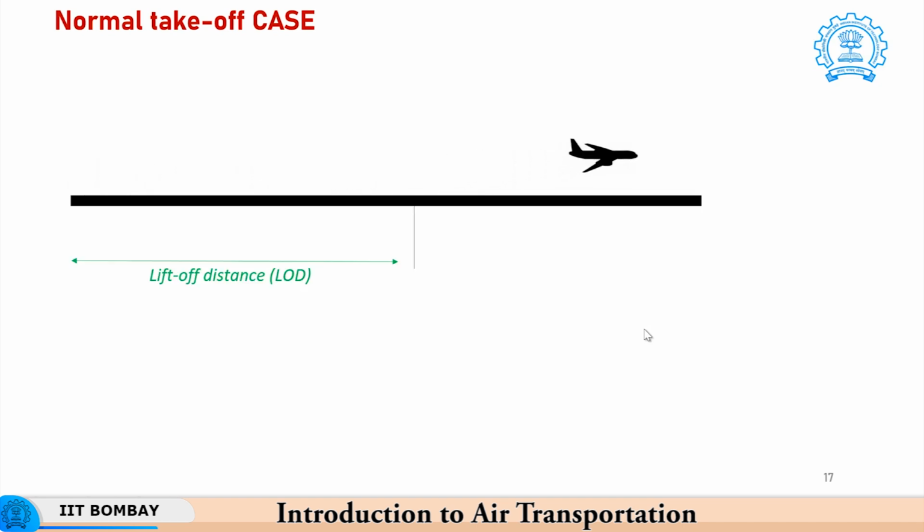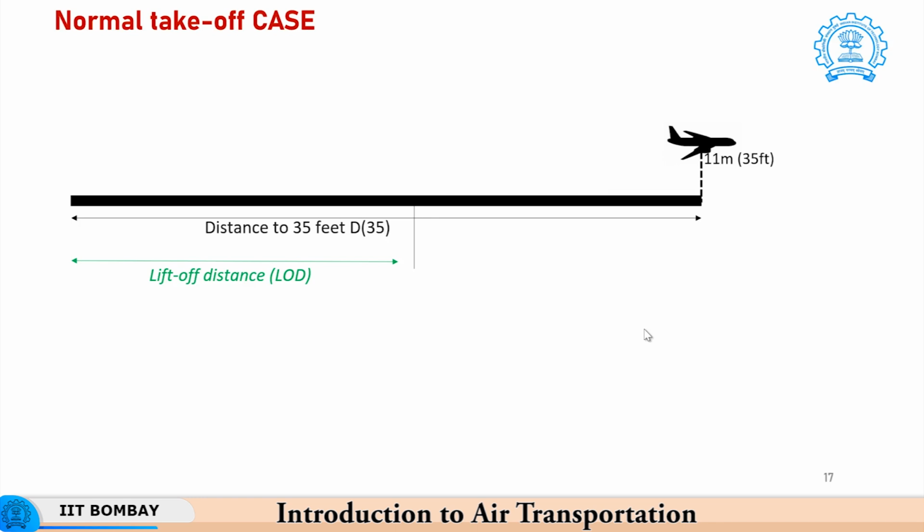So, in normal takeoff case, the aircraft achieves the liftoff distance, then climbs and reaches the obstacle height of 11 meters or 35 feet. So, the distance from starting point to the point where you have 35 feet obstacle height clearance is called D35.